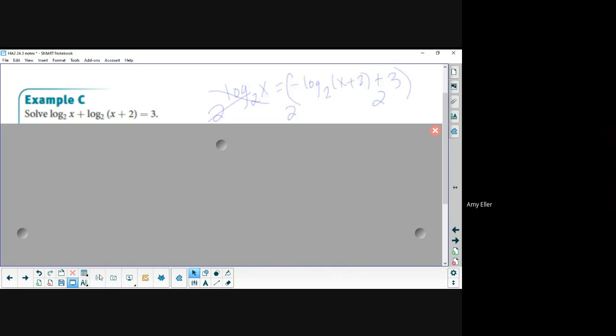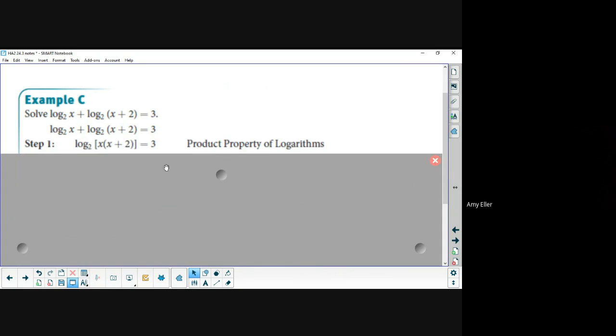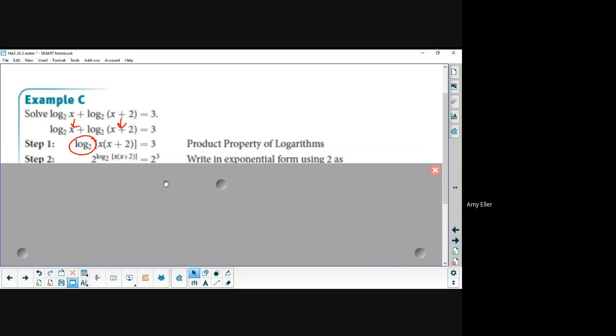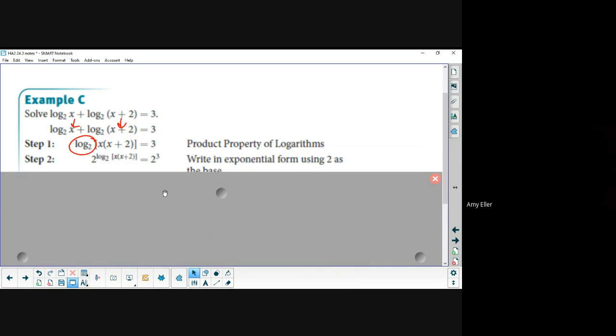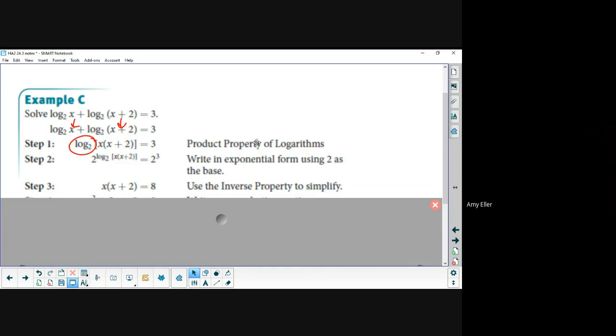So here's what they did. They said, you guys have learned what to do if you're adding 2 different logs of the same base. Remember, if you add logs, that could be written as one single log with multiplication. Yes, it's not, no complaining. 2 logs with addition is 1 log with multiplication. Then I can get rid of that with your base, your inverse. And then from there, it's just basic algebra.